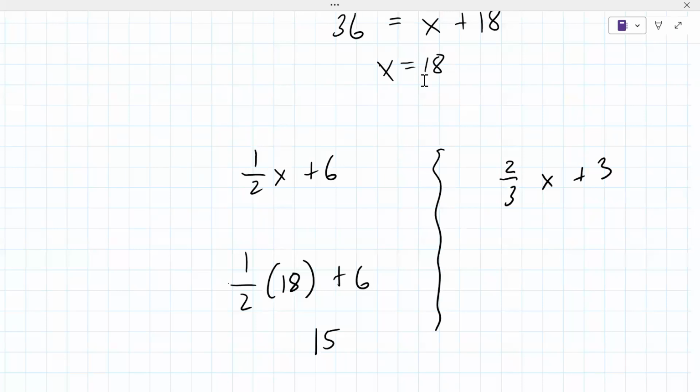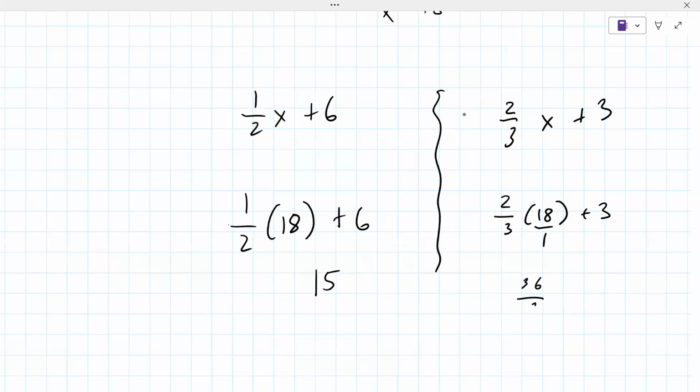18 to each. So that wasn't right then? Or am I doing that wrong on the other side? Put 18 in for x, and because they're vertical angles, these should be the same result. Is it 18 over 1, and then you multiply? Yes. So 2 times 18 is 36, over 3, which is 12 plus 3, 15.